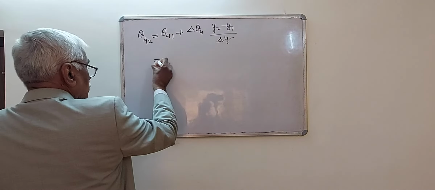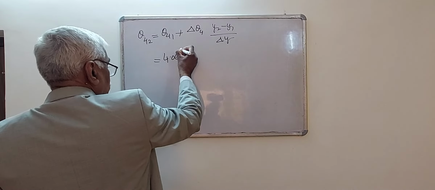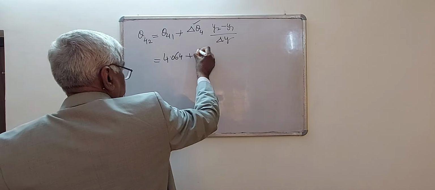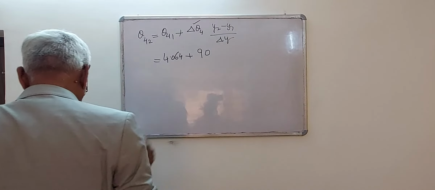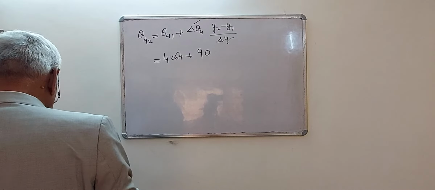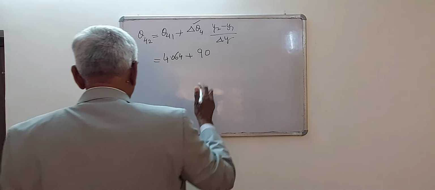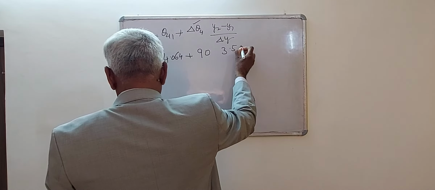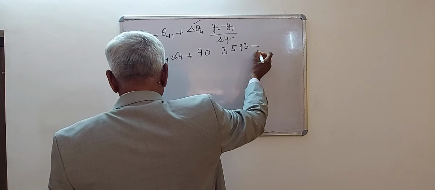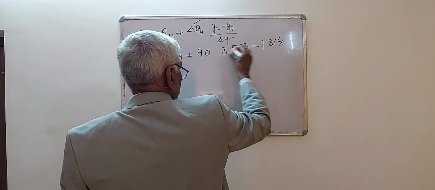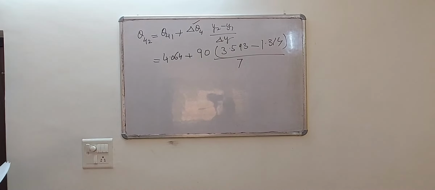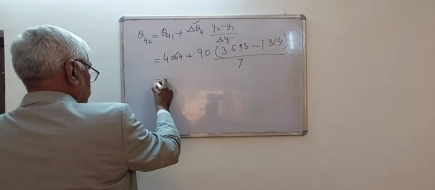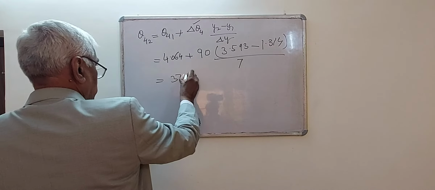Theta 41 is equal to 4.064, already calculated, plus 90 delta theta 4, (y2 minus y1). y2 was calculated as 3.593, minus y1, which was found to be minus 1.314, divided by delta y, that is 7. So it comes out to be 37.99 degree.